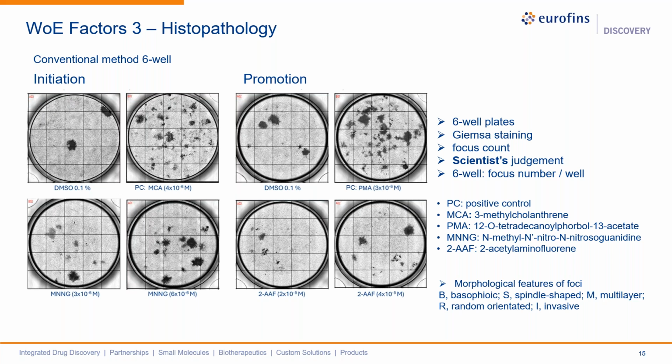The conventional methodology relies heavily on several manual processes: Giemsa staining for visualization, foci counting, and critically, scientist judgment for interpretation. Key morphological features are indicated, like basophilic staining. You can see on the right below the slide, spindle-shaped cells, multi-layering, random orientation, and invasive properties. These parameters allow us to systematically evaluate cell transformation. Next slide, please.